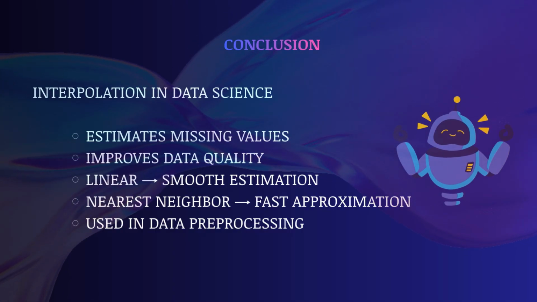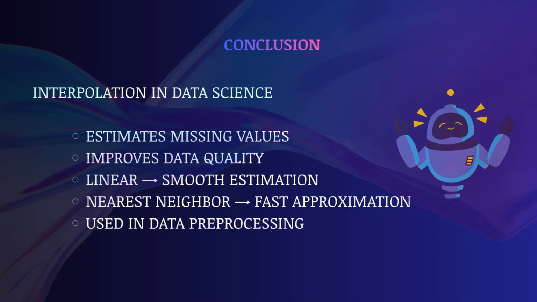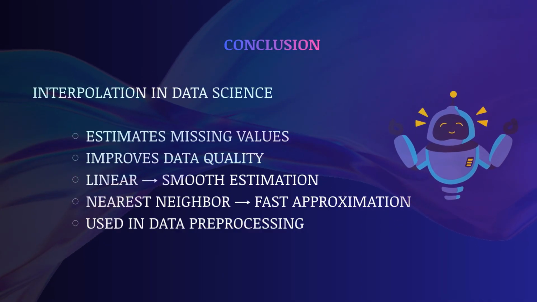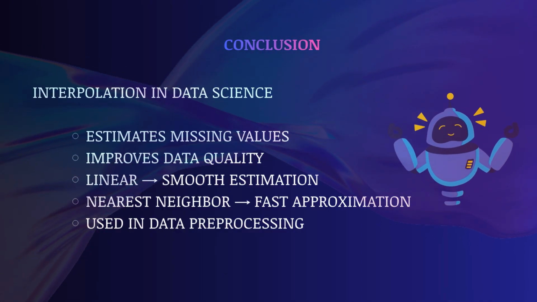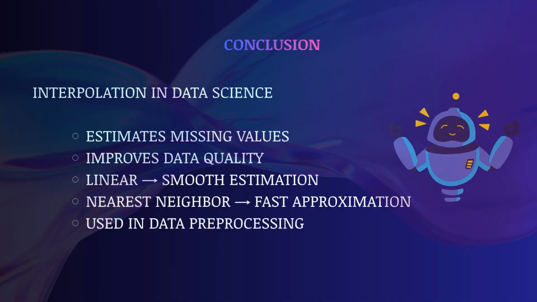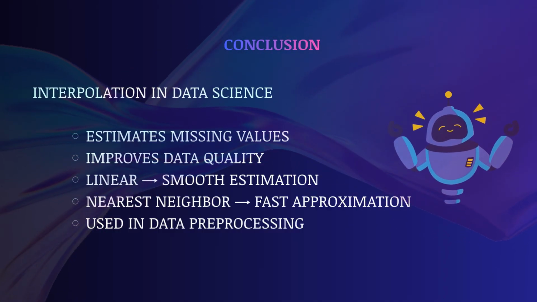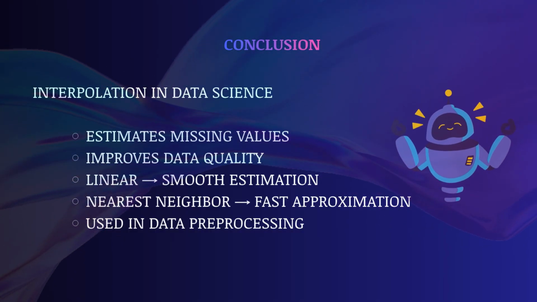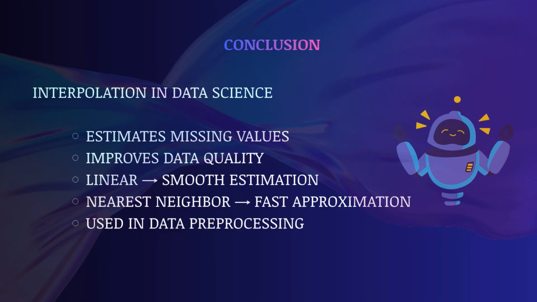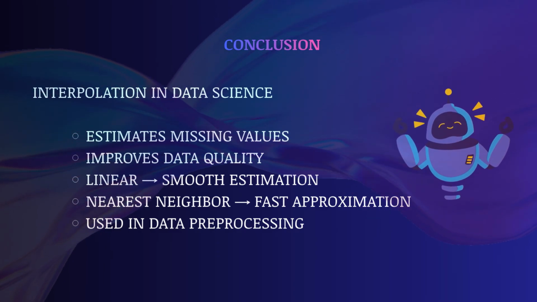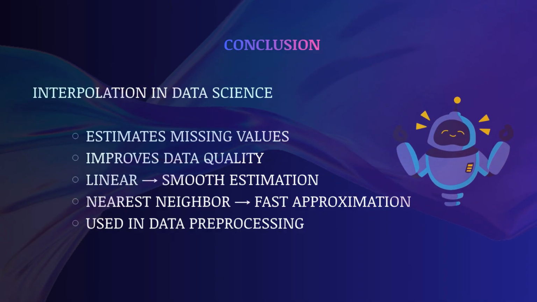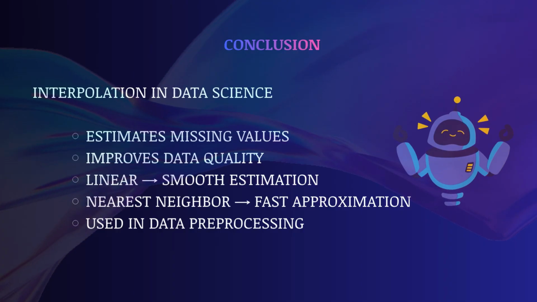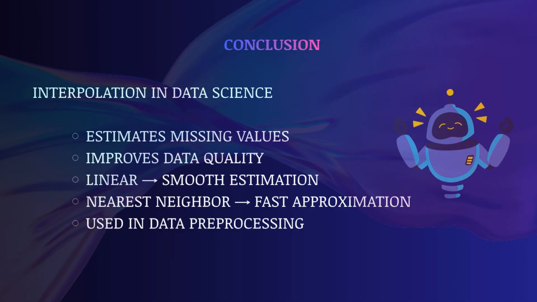Conclusion. Interpolation is a powerful mathematical tool used to estimate unknown values between known data points. It plays an important role in handling missing data and improving dataset quality. Linear interpolation provides smooth and proportional estimation. Nearest neighbor interpolation provides fast and simple approximation. Both methods are essential in data science, especially during the data cleaning and preprocessing stages of the pipeline. Understanding this method helps build better and more accurate machine learning models.